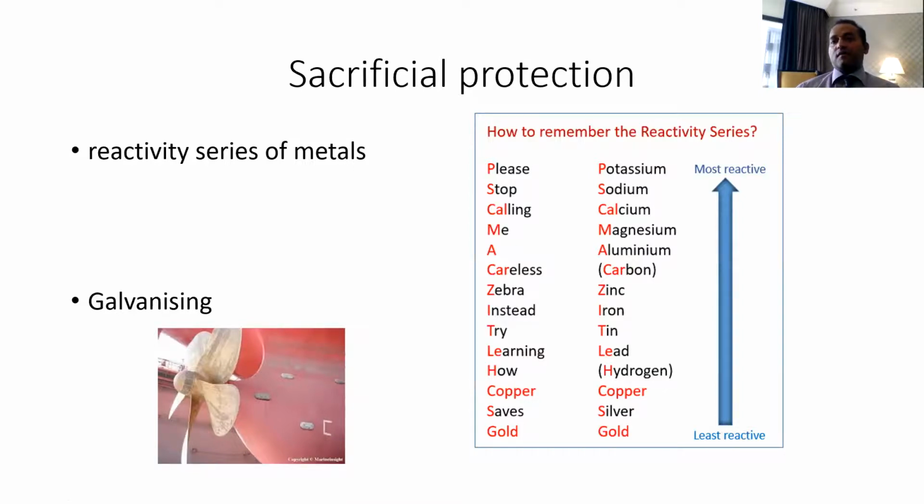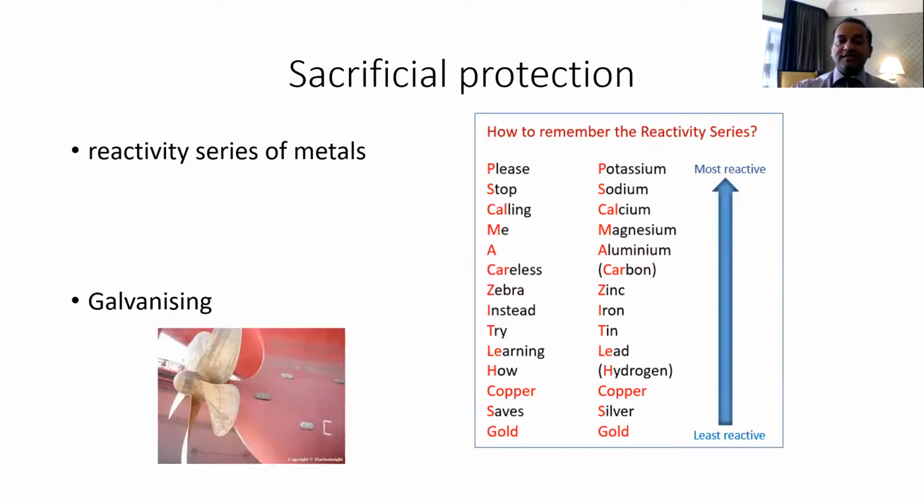For 0654 Coordinated Science, the student needs to memorize all these metals: potassium, sodium, calcium, magnesium. And just for your information, these two in the brackets here, carbon and hydrogen, are not metals. That's why I put them in brackets. This is one of the ways to remember. There are also other ways students can use to remember this series. This is a simple way: please stop calling me a careless zebra, instead try learning how copper sieves go. By using this mnemonic, we can remember.